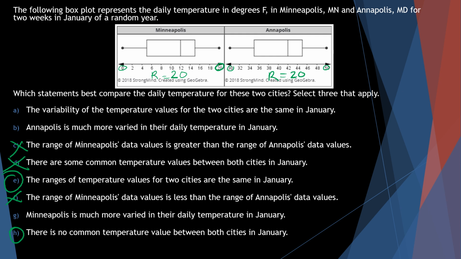Then let's look at variability. Both of these have the same exact range, which means that the variability is also the same. So the variability of temperatures for the two cities is the same. So for this question, we are choosing all of the options saying they're the same, but there are no temperatures in common.